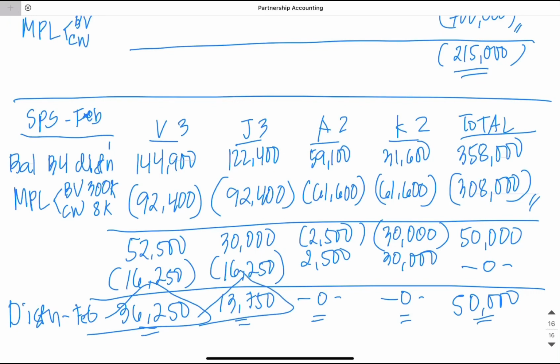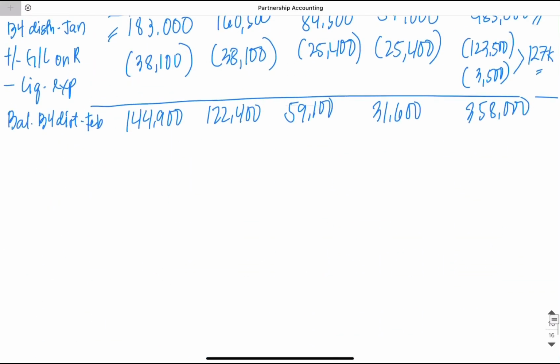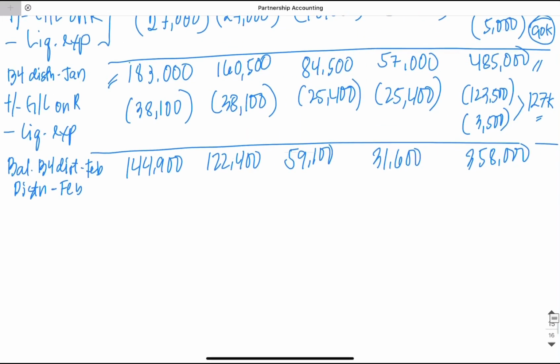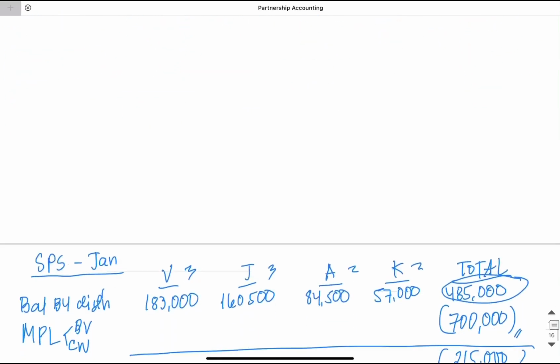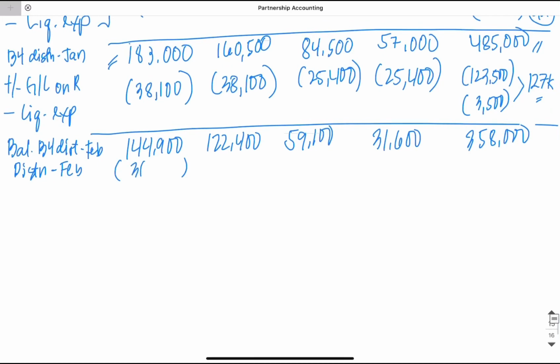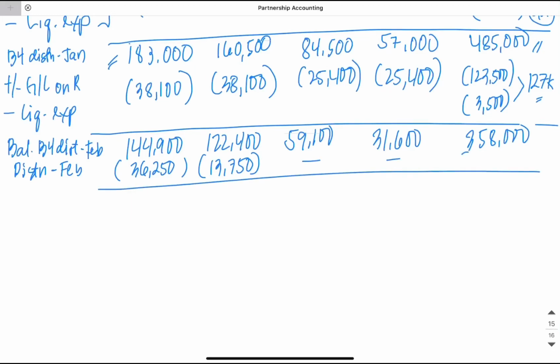Now, of course, we have to deduct this distribution in February to our actual accounting of transactions. This is 36,250, and then 13,750. For Albert and Kath, none has been distributed. So this is a total of 50,000.